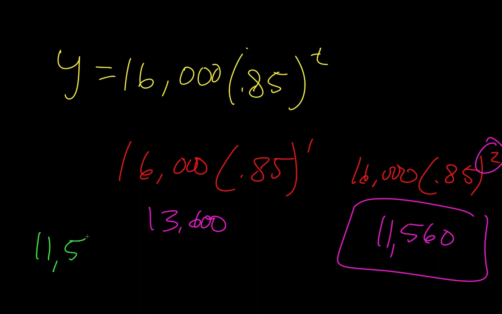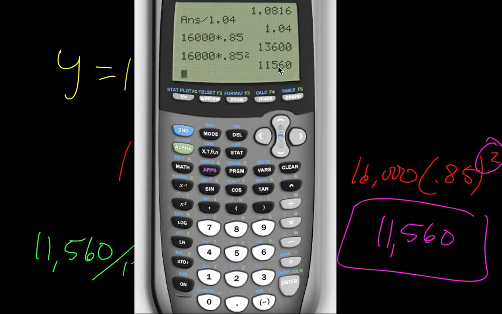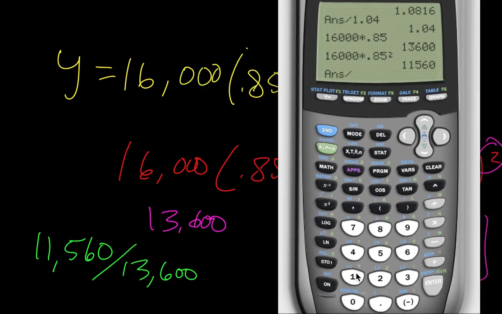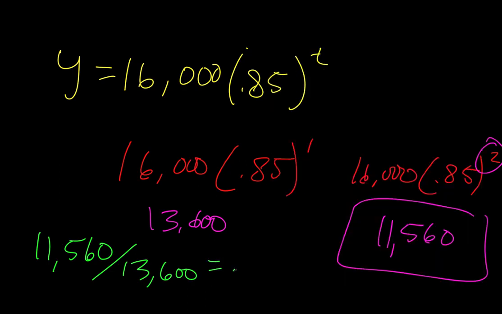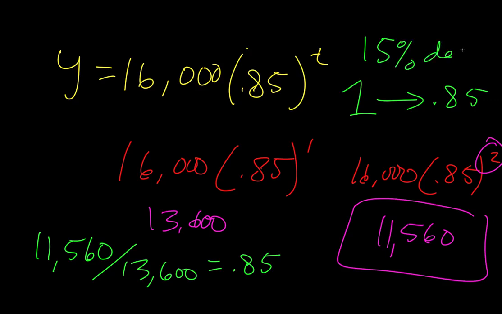So 11,560 divided by 13,600. Go back to our calculator. We just divide that by 13,600. We get 0.85. And once again, we compare that to 1. So 1 went to 0.85. So that was actually a 15% decrease.